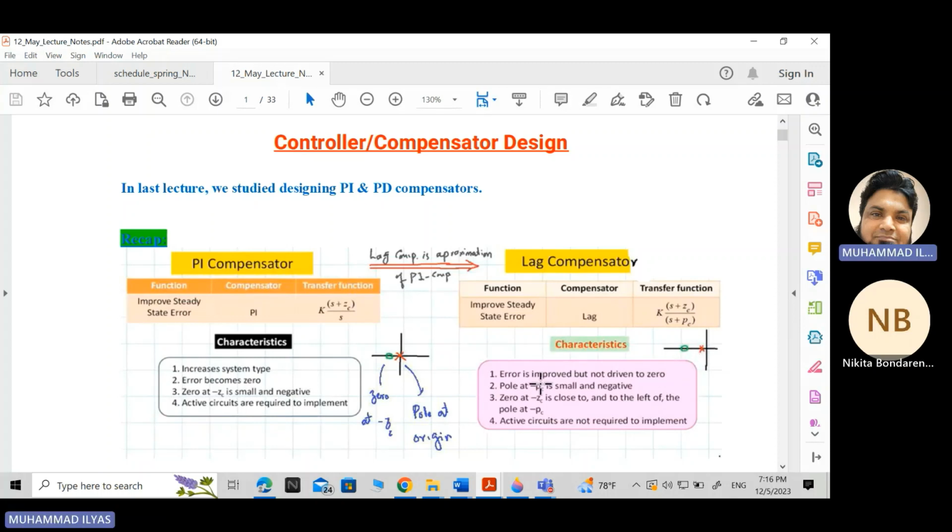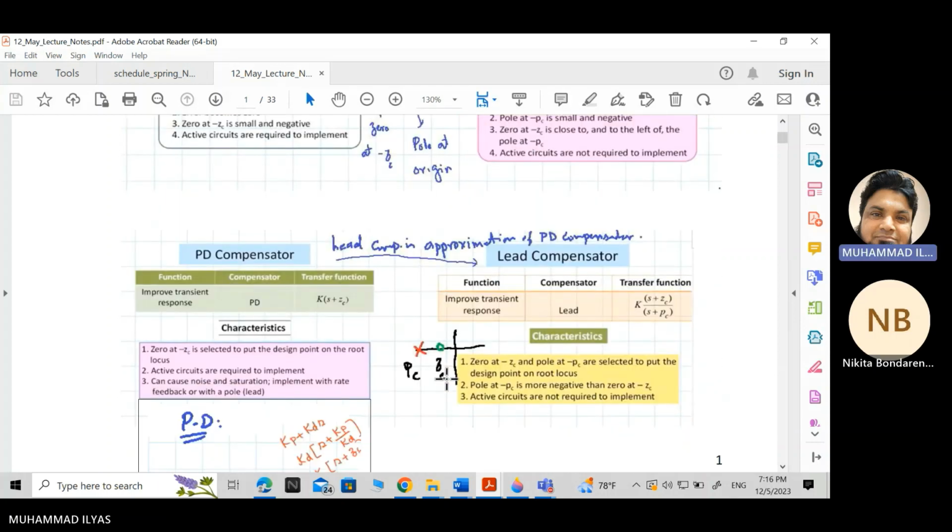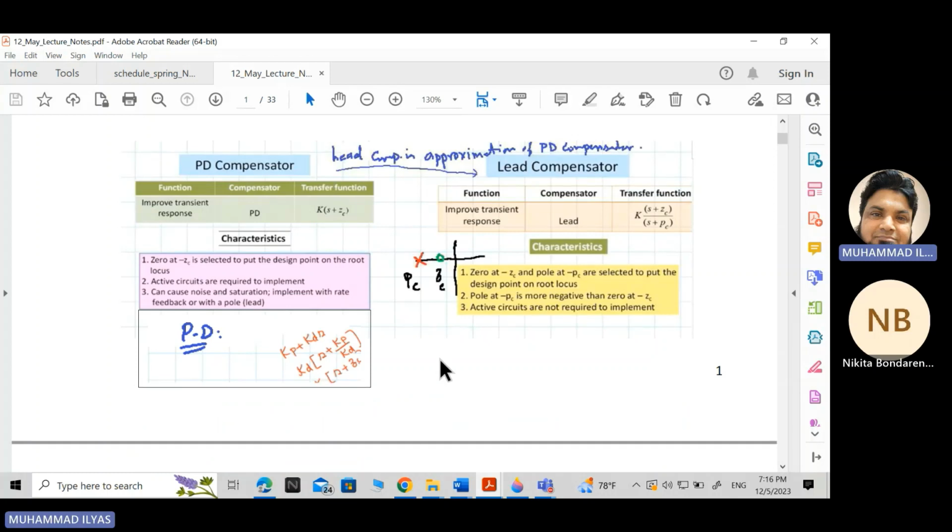But the disadvantage is that the lag compensator does not drive the steady state error exactly to 0, but very close to 0, minimizing it. The PI compensator drives the steady state error exactly to 0. The PD compensators, on the other hand, are used to improve the transient response. They have very little effect on the steady state error. So they are actually used to change the dynamics of the system.